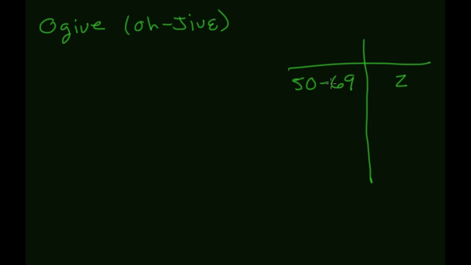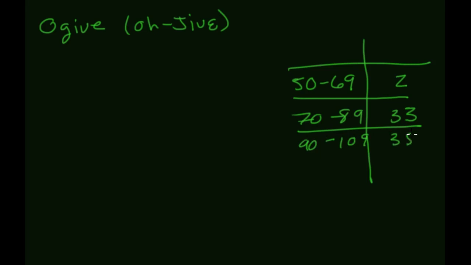From 70 to 89, we had 33 people. From 90 to 109, we had 35 people. From 110 to 129, we had 7. And from 130 to 149, we had 1.